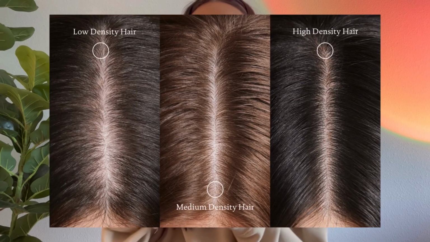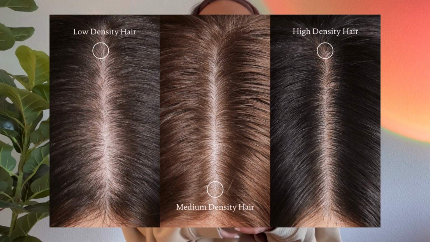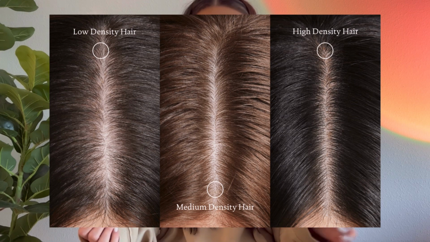Number 2 is density, and this refers to all of the hairs on your head as a whole. This could be looked at as thick or thin hair. To identify whether you have a high density or a low density, you'll want to look at your scalp, and if you can't see a lot of skin, then you have a higher density. If you have a lower density, you're going to be able to see skin underneath the hair.